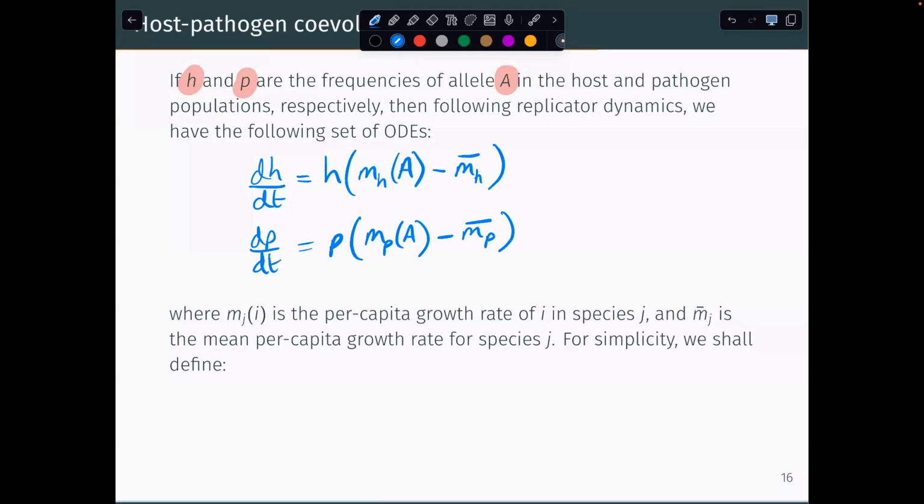Okay, so these are just a couple of ODEs. A system of nonlinear ODEs, we can solve those, right? So that's all we're doing here. Solving a system of nonlinear ODEs.